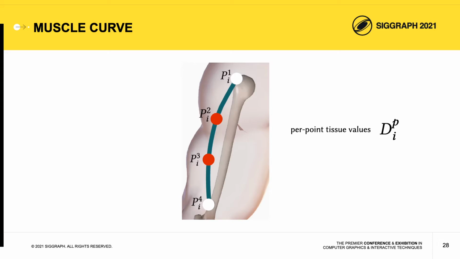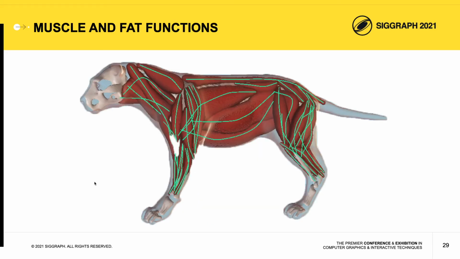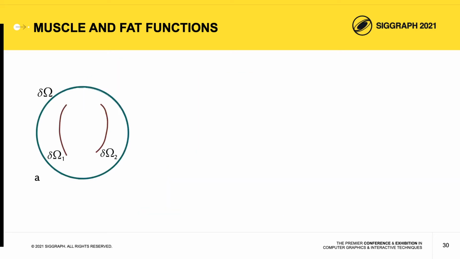Each control point is augmented with an additional attribute representing a tissue value. Users can adjust the tissue value to shape the muscle. Now, given that we've created this muscle network, how can we generate muscle meshes? Well, first let's look at this problem in 2D to make it easier to visualize.